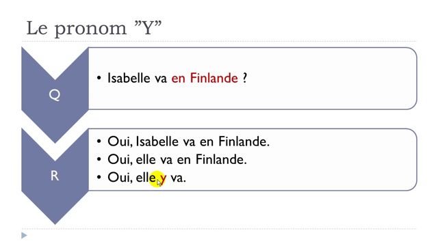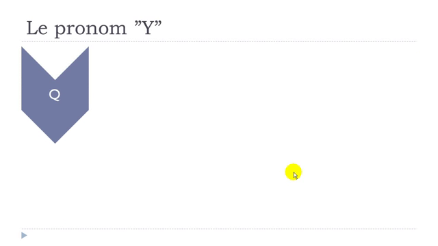So keep in mind that it's a pronoun and then it should be here just before your verb, okay? Elle y va. Alright, so oui, Isabelle va en Finlande. Oui, elle va en Finlande. Oui, elle y va. Okay, so let's see another example now.